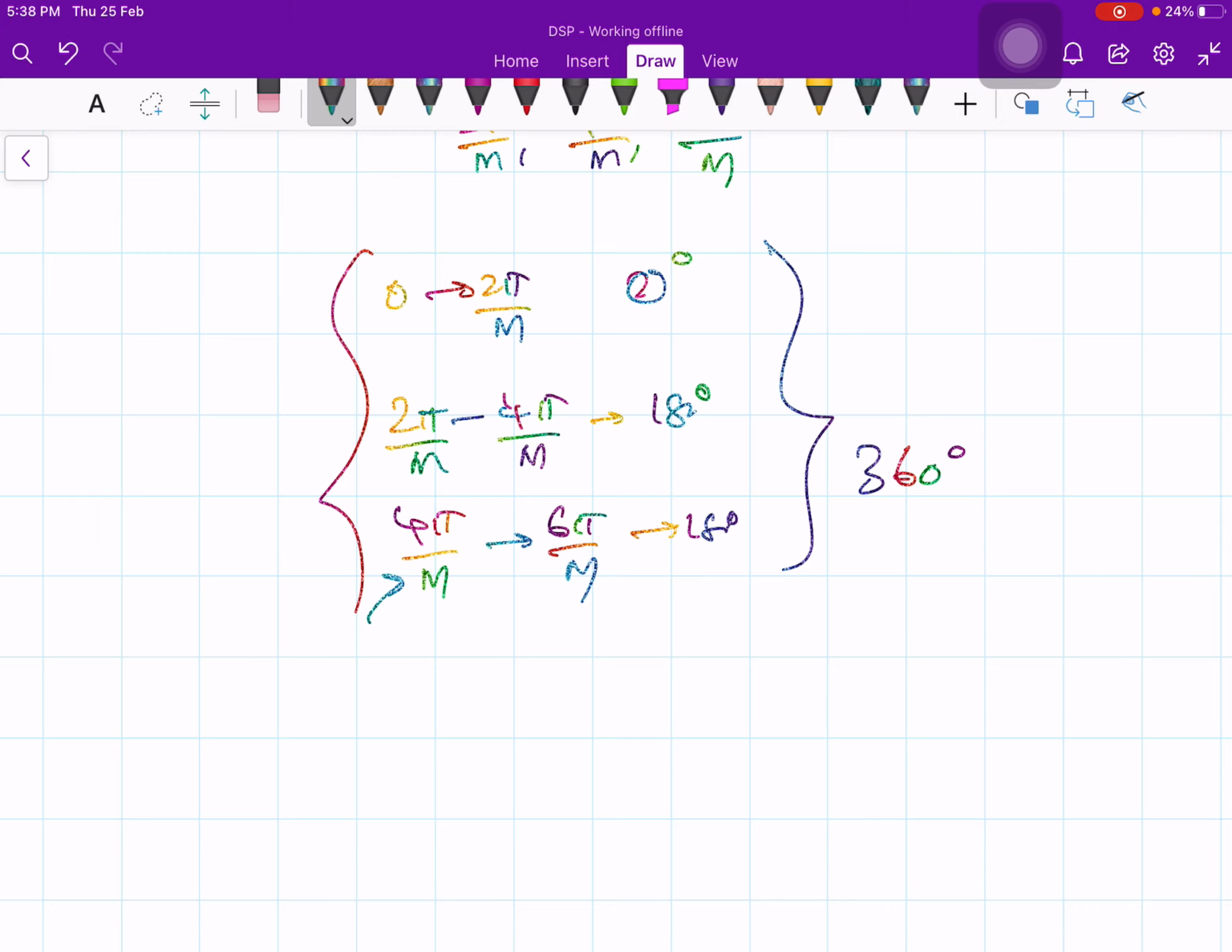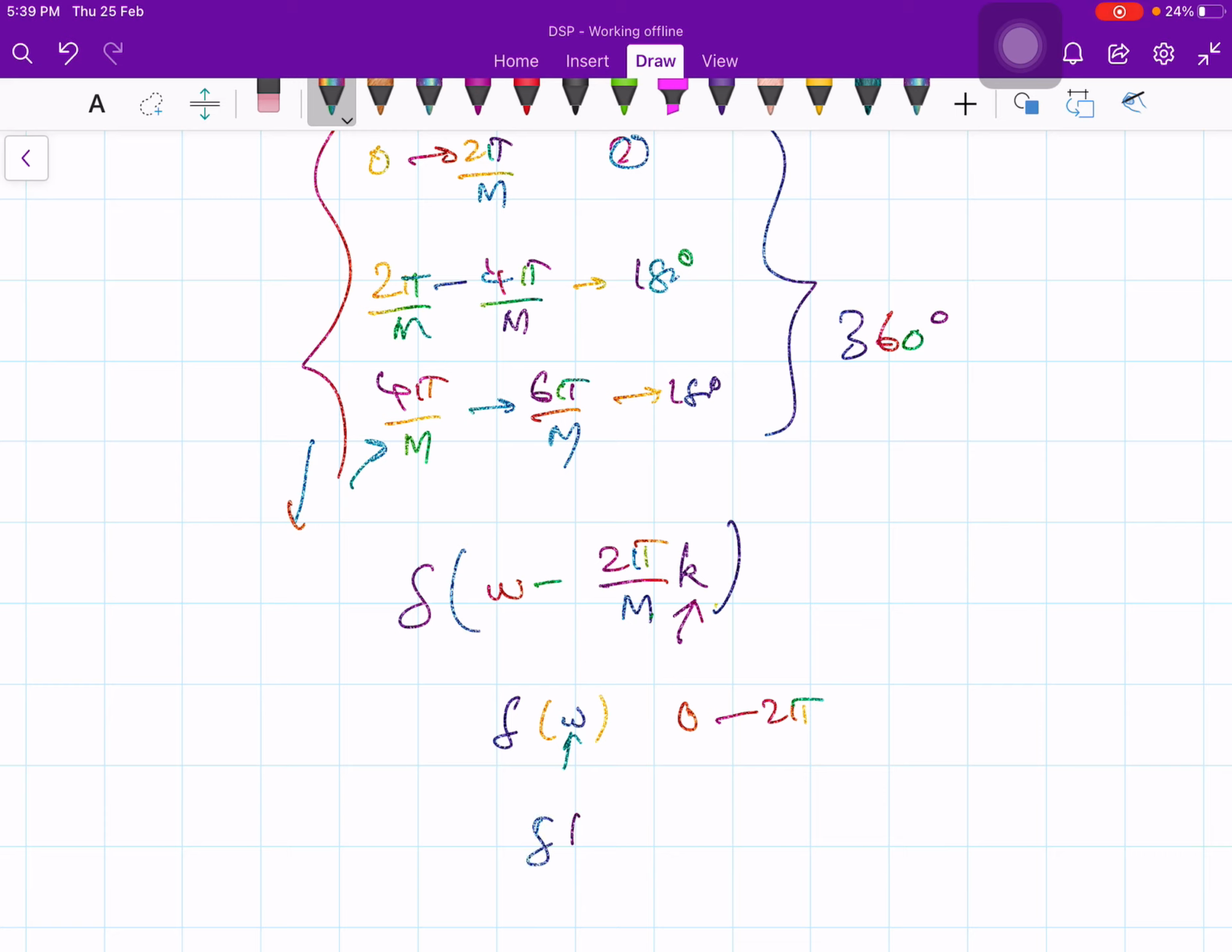So how do you write this mathematically? u of (omega minus 2 pi by M times k). When k is equal to 0, you will get u of omega. u of omega when omega is equal to 0 is 1, therefore 0 degree phase shift. 0 to 2 pi by M, 0 degree phase shift. When you substitute k is equal to 1, then u of (omega minus 2 pi by M), and this is multiplied by pi. Therefore it gives 180 degree phase shift, and so on and so forth. Therefore specifying the phase is not that simple a job, but specifying the magnitude is very simple. So there is an ambiguity in specifying the phase and no ambiguity in specifying the magnitude.